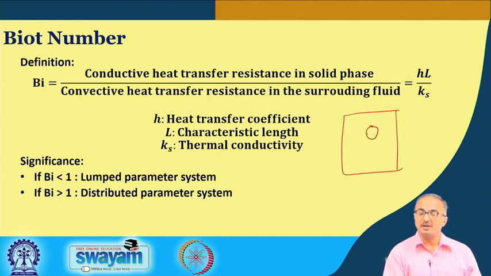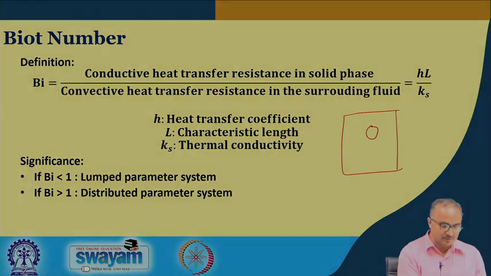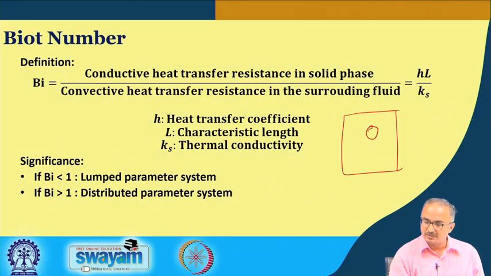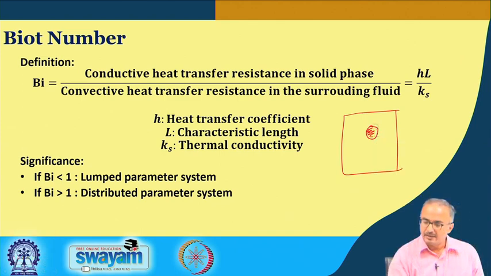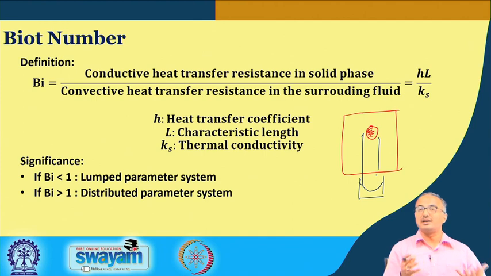Okay. So, whenever heat transfer is taking place, from the boundary of the solid, there could be a thermal gradient within this solid. Now, if the solid is highly conductive, that means the conductive resistance within the solid is very, very small, then the whole solid may be assumed to attain a single temperature. And the resistance to heat transfer may be taken to be only within the fluid surrounding the solid.